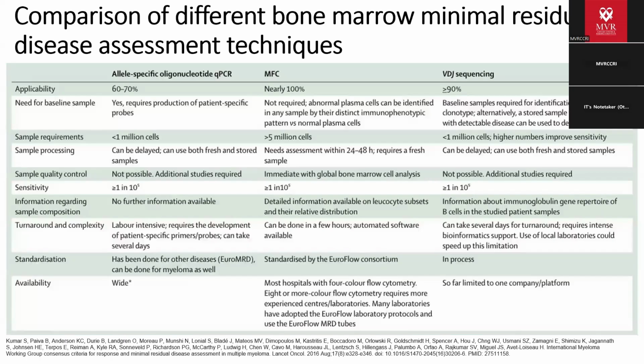We have other methods for MRD detection, which is sequencing. But the disadvantage of sequencing, whether it is allele-specific quantitative PCR or VDJ sequencing, is that we need a baseline sample. In flow cytometry, even if I don't have the baseline flow report, I can do an MRD. Sequencing is also very labor intensive, the turnaround time is very high, the cost is very high, and it is not commonly available. But the sensitivity of both is said to be comparable.